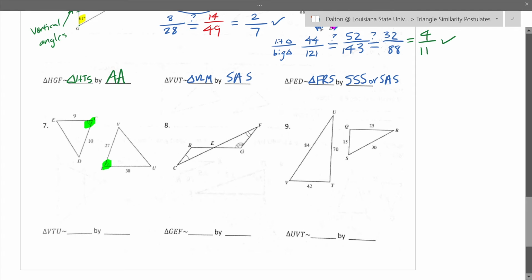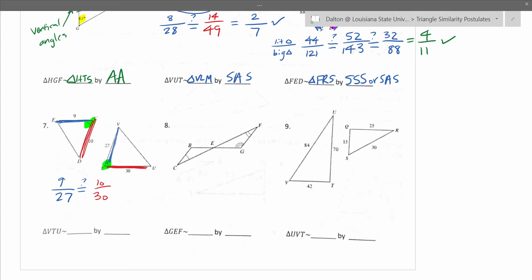So I'm going to set up 9 over. Now 9 is the smaller of the two numbers in this triangle, so I know it has to correspond to 27, because it is the smaller of the two numbers. So 9 over 27, I want to know, does that ratio equal the other length, which is 10? 10 is the bigger number of that triangle, so it must correspond to the bigger number of this triangle, which is 30. And if you cross multiplied or you reduce those, you would end up with 1/3 for both of them.